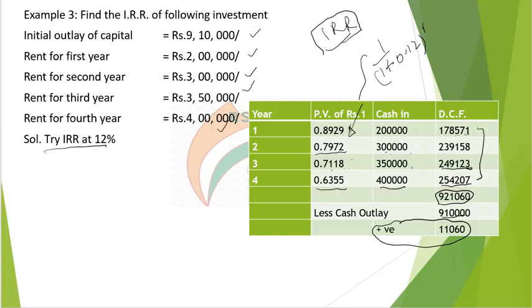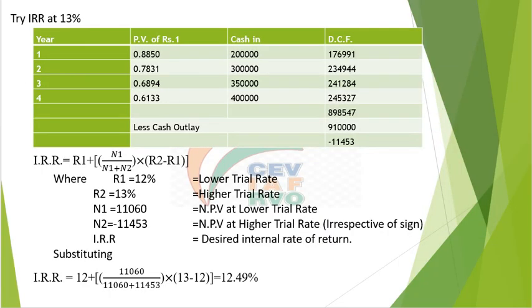Now see, next we try at 13%. At 13%, so 1 over 1.13 raised to power 1 will be equal to 0.8850, the present value factor at 13% for the first year. So 2 lakh is cash in, it will be 1,76,991. Second year present value factor is 0.7831. 3 lakh is cash in, 2,34,944 is discount cash flow.